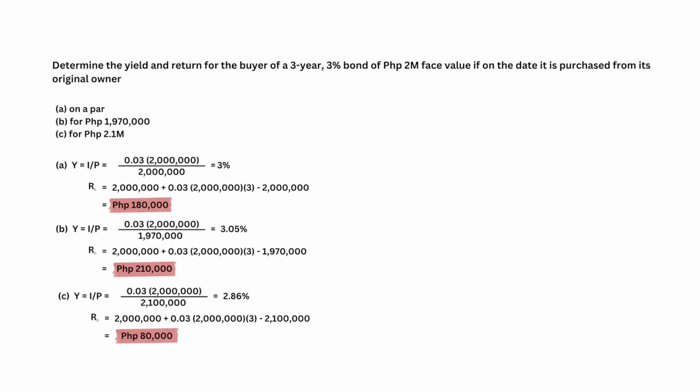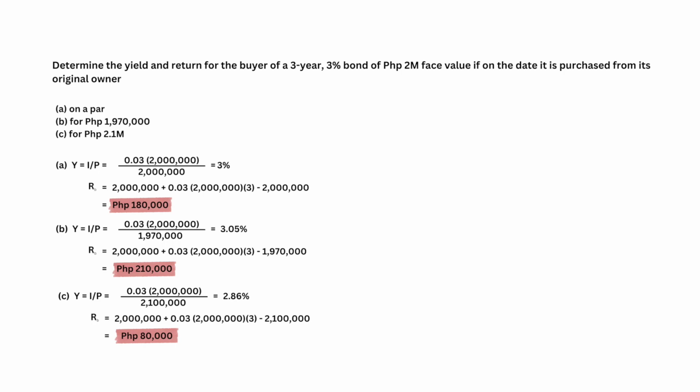Determine the yield and return for the buyer of a 3-year 3% bond of 2 million pesos face value if on the date it is purchased from its original owner. First, we're going to get it at par. Second one is for 1,970,000, and lastly, 2.1 million pesos.